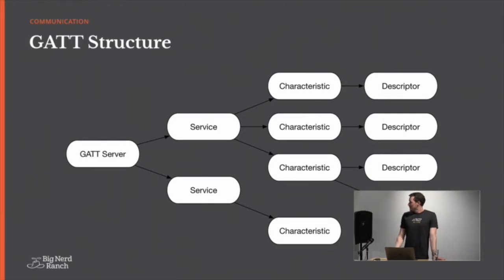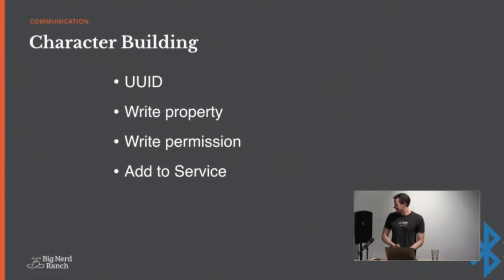But if you start adding characteristics and descriptors, you can actually start sending data back and forth, which is how your phone can send your music to your speaker. Really should have organized this around speakers and phones. That probably would have been easier to understand.